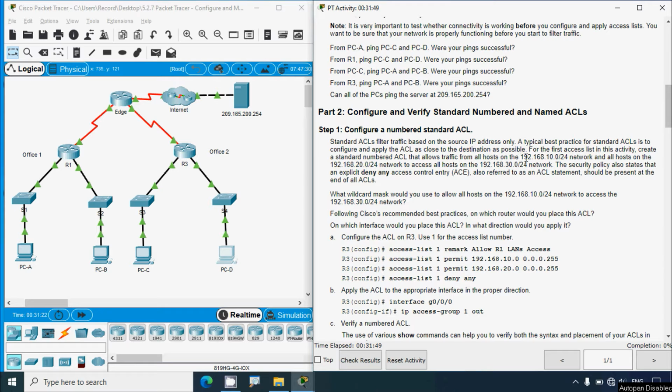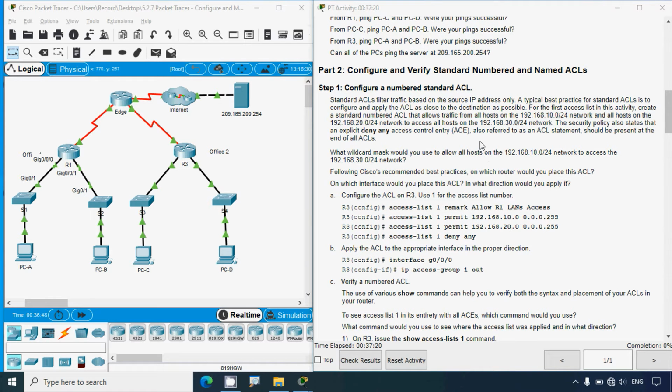on the 192.168.10.0/24 network and all hosts on the 192.168.20.0/24 network to access all hosts on the 192.168.30.0/24 network. The security policy also states that an explicit deny any access control entry, also referred to as an ACL statement, should be present at the end of all ACLs.